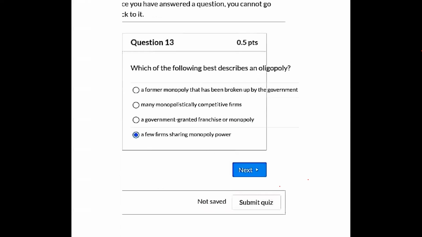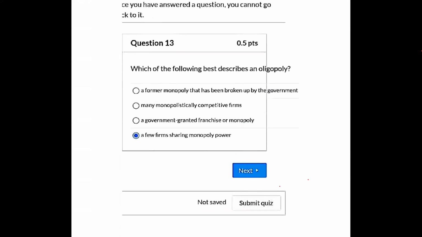Which of the following best describes an oligopoly? We are just from talking about oligopolies in the previous study. Which one best describes an oligopoly? A former monopoly that has broken up by the government? No, it's not an oligopoly. Many monopolistic competitive firms? No, no, no. A government granted franchise? So it is basically a few firms sharing monopoly power. That's oligopoly. Somebody defined that like that, isn't it?